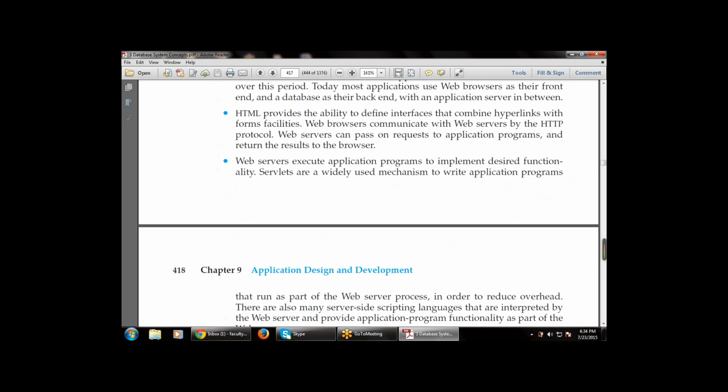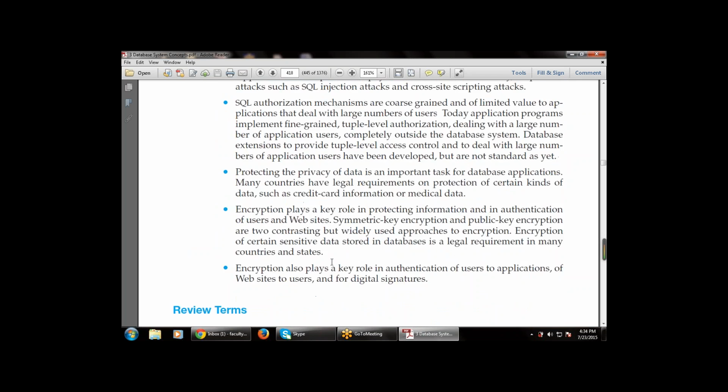Now this is a summary of what we have discussed, that is, the crux of this chapter.